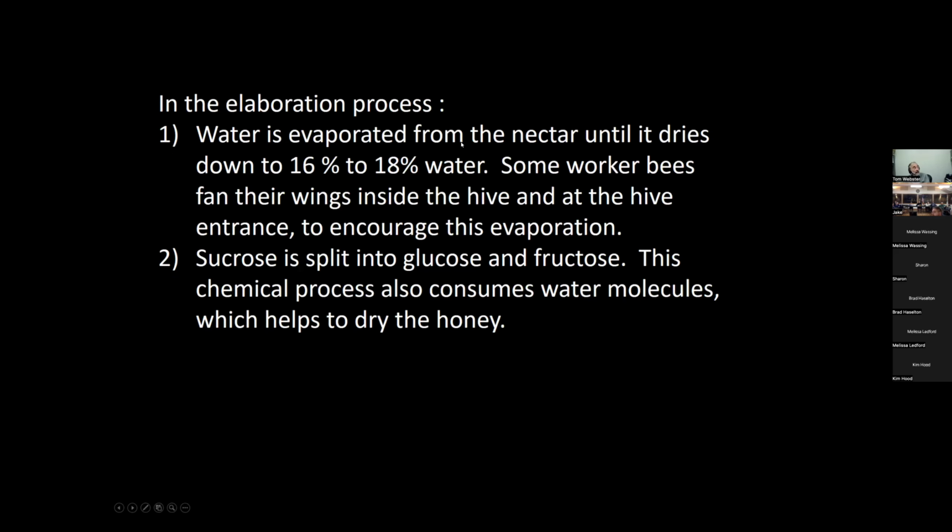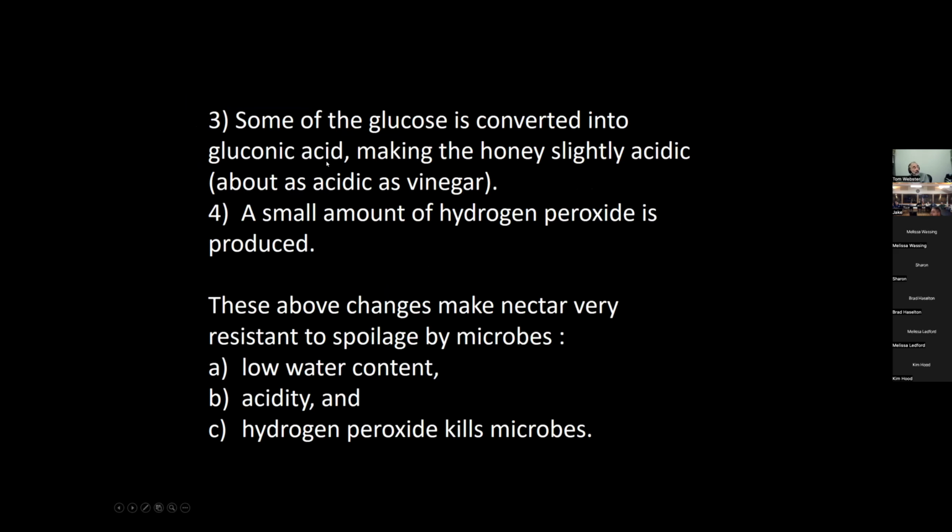So in the honey production process, water is evaporated from the nectar, and you've got to get it down to under 18% water. The worker bees will fan their wings. It's a little easier for them if it's hot and dry outside. You can evaporate that water, and the bees split sucrose into glucose and fructose. This chemical process consumes water also, which helps to get that honey really dry, which is what we want. Some of the glucose is converted into gluconic acid, which makes the honey slightly acidic, about like vinegar. And there's a little bit of hydrogen peroxide produced, which is also antibiotic.